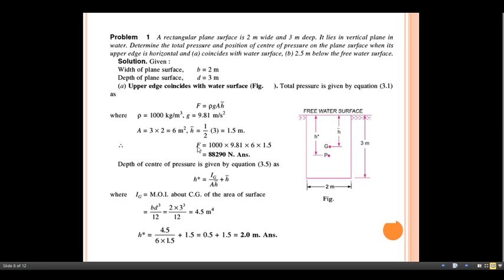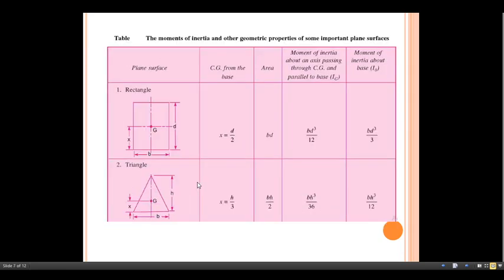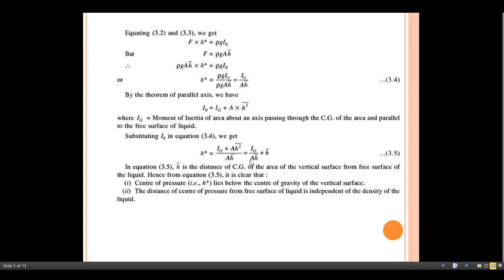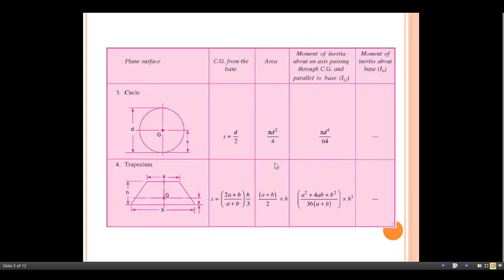Okay. So what about F? Just substitute the values of rho, g, A and h bar. After substituting all the values, we get the value of F as 88,290 Newton. Next, the depth of the center of pressure is given by this equation. We have already studied this equation and the discussion of its derivation. So this is the formula we have: IG divided by A h bar plus h bar.